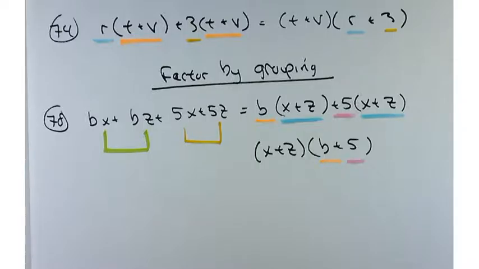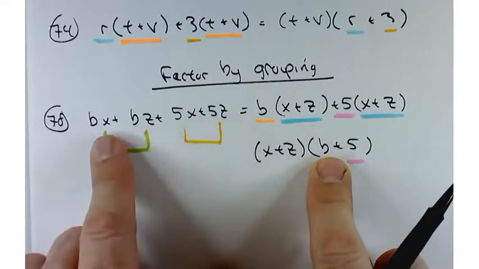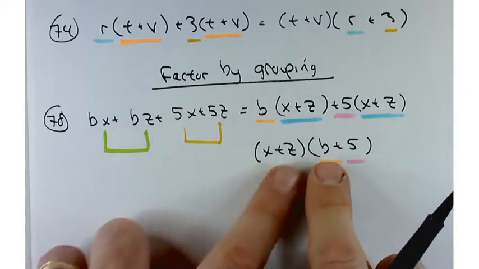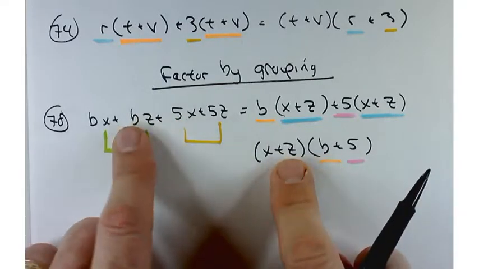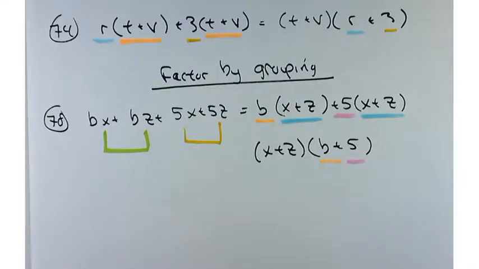Great. How could we check it? If we're looking at that going, you know, that looked like hocus pocus, I'm not so sure about that. How could you check it? Yeah, FOIL it out, right? Just multiply these two together. You get x times b, which we'd probably write as b times x, plus x times 5, there's your 5x, b times z, and then 5 times z. So it checks. You can check all your answers in this section by multiplying them back together.